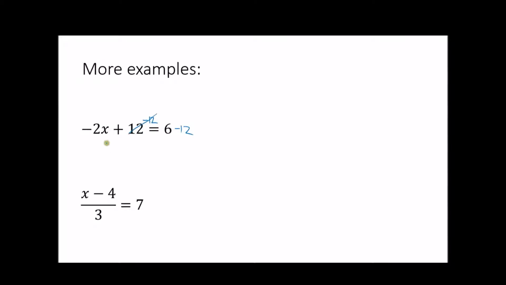These will cancel. So I've got minus 2x. Okay, now 6 minus 12, you've got to be careful with your directed numbers here. If you're ever in doubt, just use your calculator.